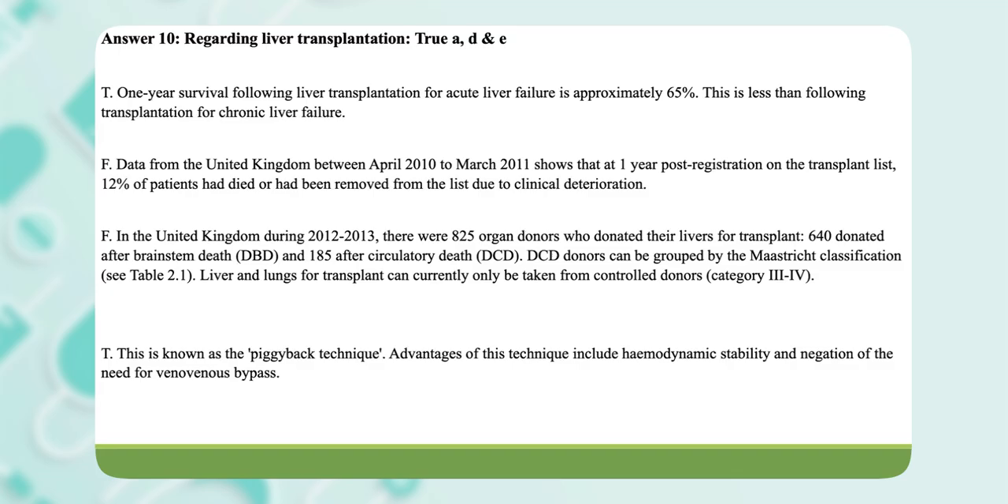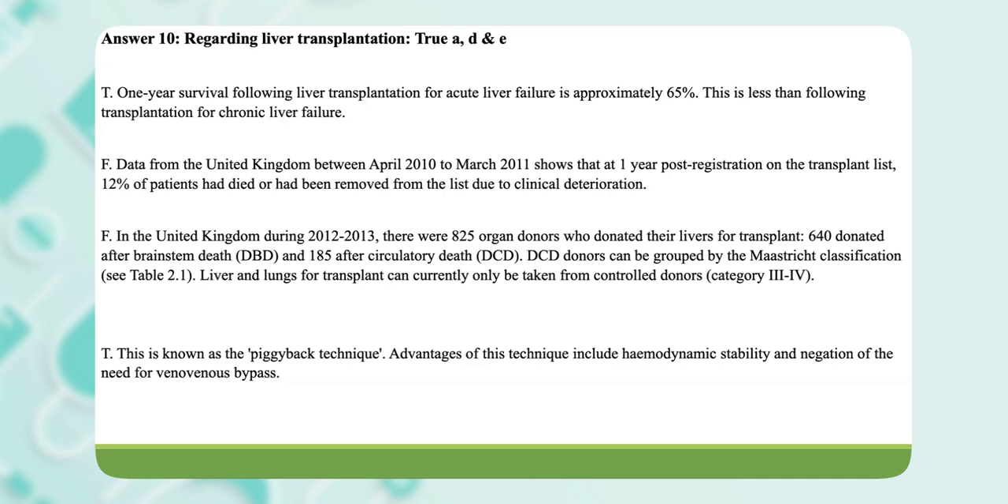This is the evidence from 2012 to 13. There were a total of 825 organ donors who donated their liver for transplant, 640 donation after brainstem death, and 185 circulatory death. And circulatory death donors can be grouped by the Maastricht classification. The liver and the lung transplant can currently only be taken from a controlled donor. Controlled donor means category 3 and 4.